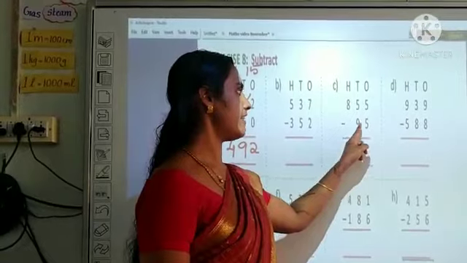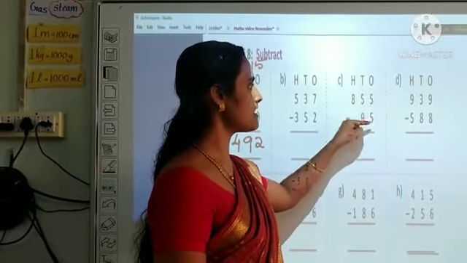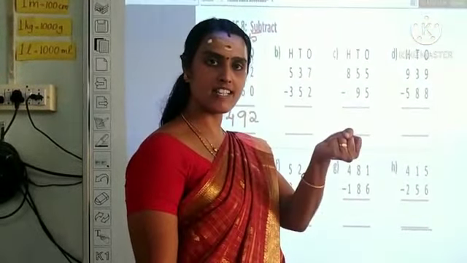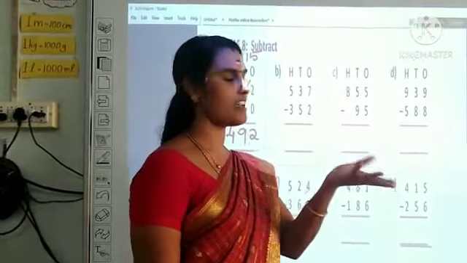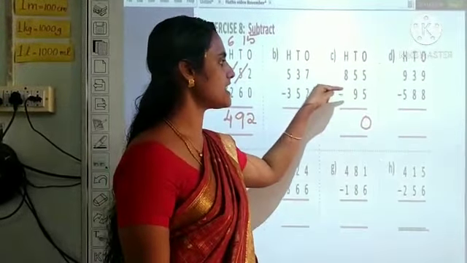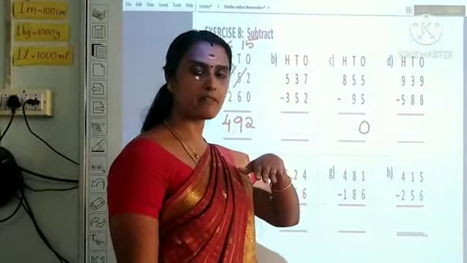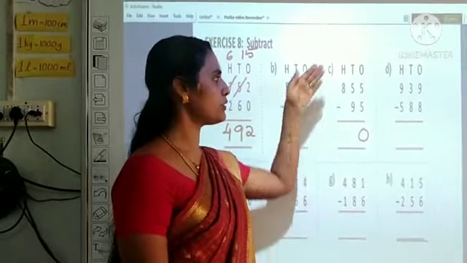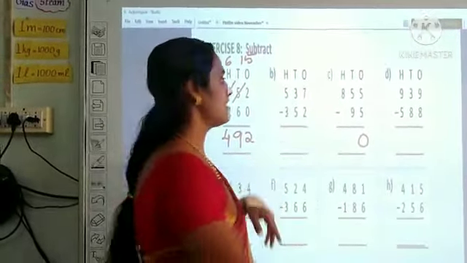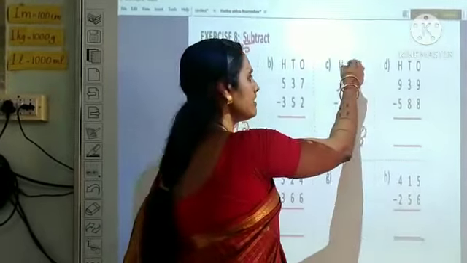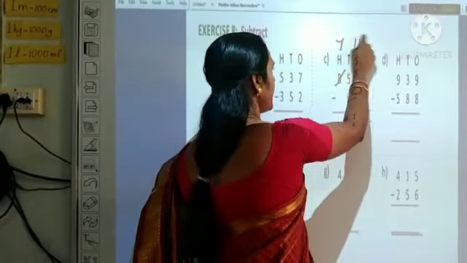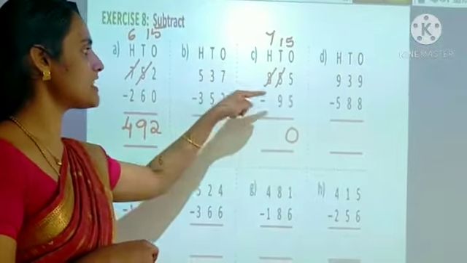855 minus 95. Here, see the ones place. 5 minus 5. What is the answer? Is there anything left here? Nothing. So the answer is 0. Next number 5 minus 9. Can we subtract 9 from 5? It is not possible. So you have to borrow from the next number. In the hundreds place, what is the number? 8. So when you borrow from 8, the 8 becomes 7. And what happens to the 5? The 5 becomes 15. Now 15 minus 9.